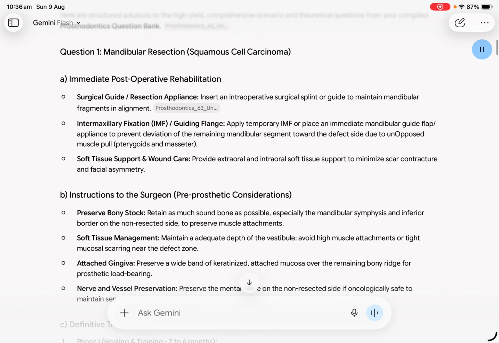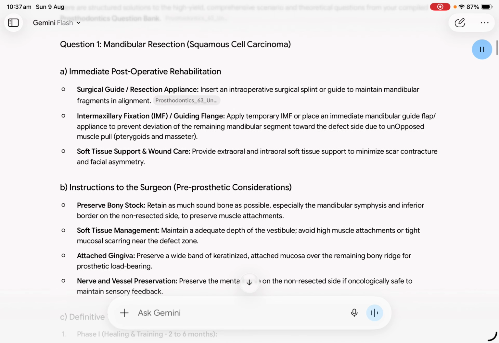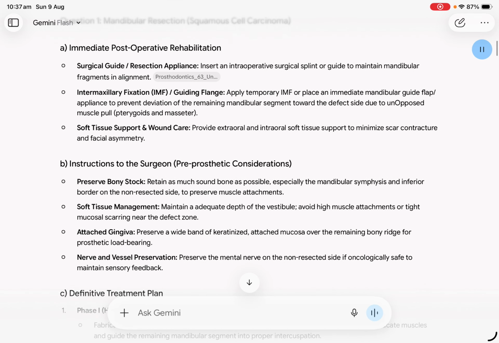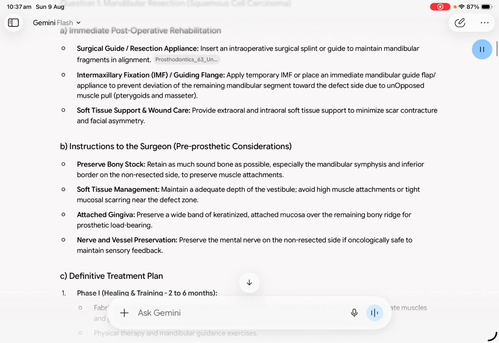Apply temporary IMF or place an immediate mandibular guide flange/appliance to prevent deviation of the remaining mandibular segment toward the defect side due to unopposed muscle pull from the pterygoids and masseter. Soft tissue support and wound care. Provide extraoral and intraoral soft tissue support to minimize scar contracture and facial asymmetry.